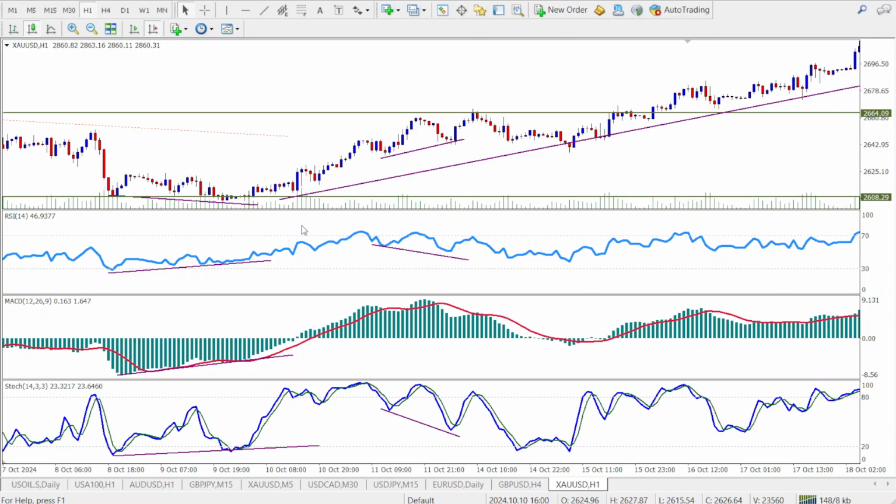All right, and that is how you can use price action and divergence to improve your trading. Remember, the key to success is practice and patience. The more you backtest and refine your approach, the better your results will be.